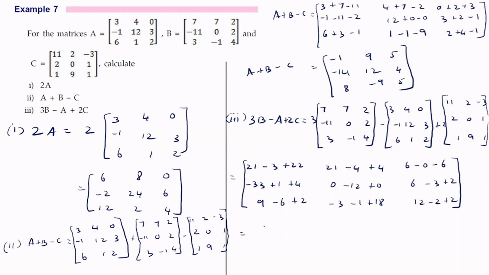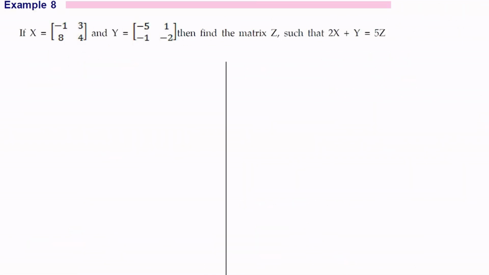So this, when we simplify, it is 40, then 21, then 0, and here it is minus 28, here minus 12, then it is 5, here again 5, next 14 and 12. So this is the matrix 3B minus A plus 2C. Next we have the next example.